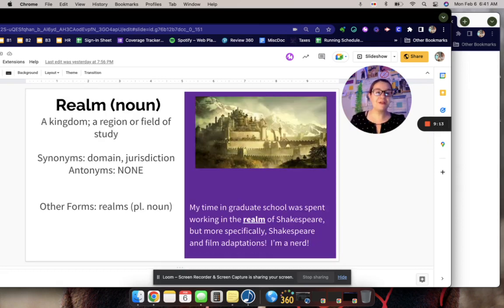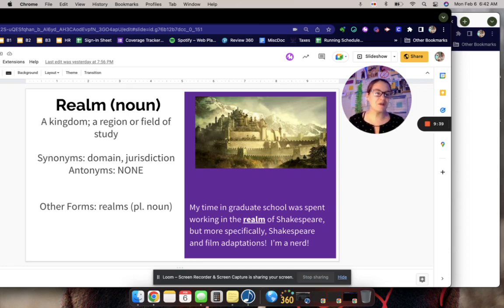Then we have the word realm, which is a noun, and it can mean a kingdom. That's the definition some of you might be familiar with. Or it can mean a region or field of study. So sometimes you can say, oh, we're going to be discussing topics in the realm of movies made in the last 10 years, or everyone's favorite books. Your synonyms are domain and jurisdiction. There are no antonyms, and your only other form is the plural noun form realms.